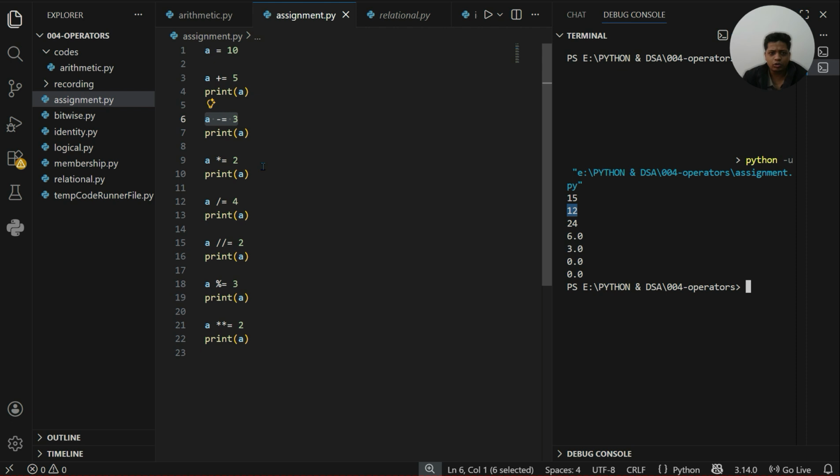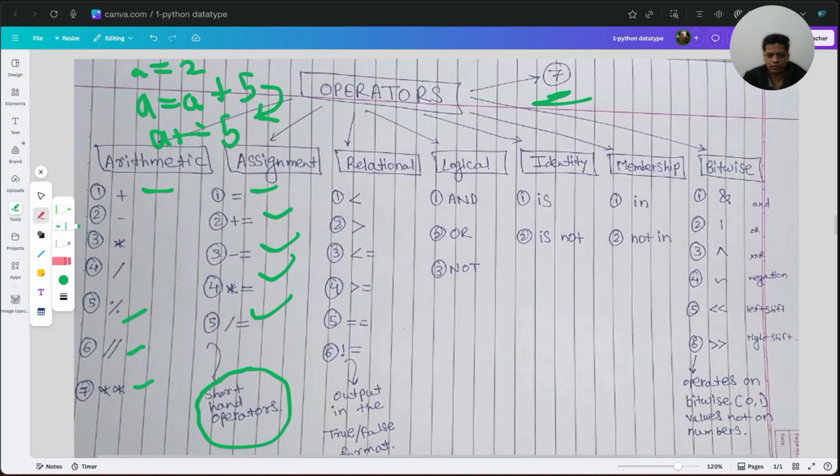Then A into equals to 2. Then 12 into 2 is equal to 24. Then A divided by equals to 4. 24 divided by 4 means 6. Then A double divide equals to 2. This is the integer-only division, or the floor division. 6 double divide by 2 means 6 divided by 2 is 3. 3 is printed. Then A mod equals to 3 means 3 mod 3. What is the value of 3 mod 3? Mod is used to print the remainder. The remainder is 0 in this case. Then A star star equals to 2. Now 0 to the power anything is 0 only. So this is how the assignment operator is completed.